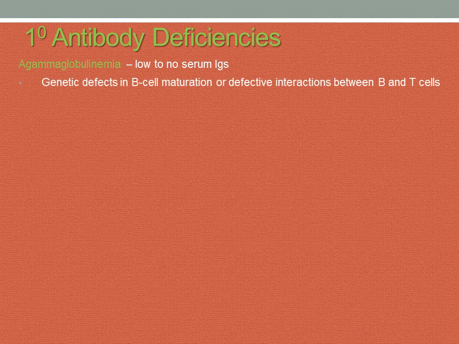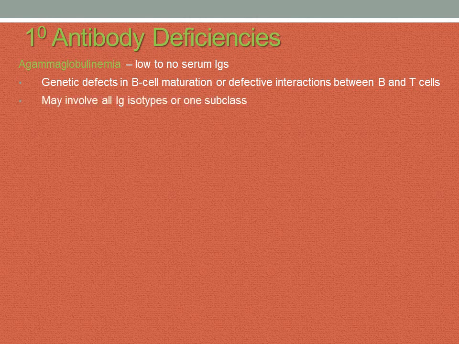There are a number of different types of primary antibody deficiencies. What I particularly like about these is that most of them are very well named to help us learn what they are. So in agammaglobulinemia, the individual has low to no serum immunoglobulins. It's a genetic defect, has to do with the B cell maturation series or issues with interactions between B and T cells. It can involve all of the isotypes or one subclass of one type.